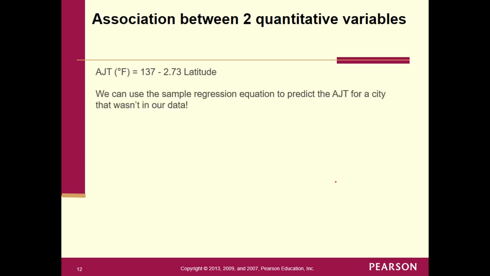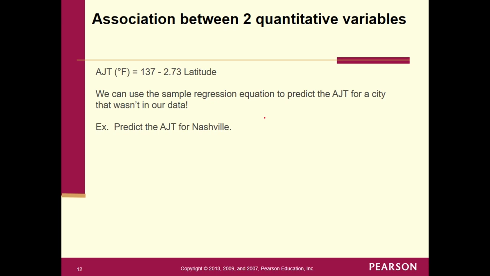So the very first thing that we can do, after we say we have a very good association between average area temperature and latitude, is use the sample regression equation, the sample regression line, to predict the average area temperature for a city that wasn't in our data. And it's actually very simple to do. You'll see why.